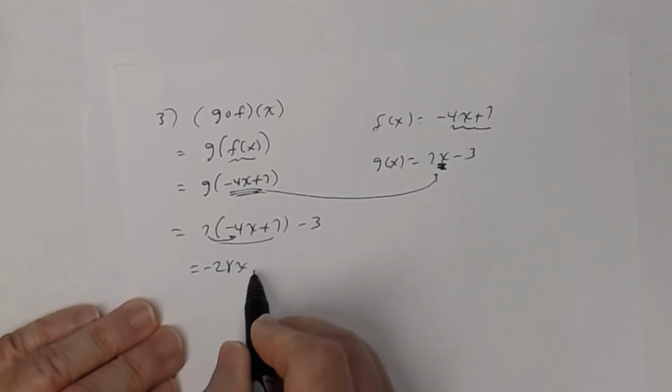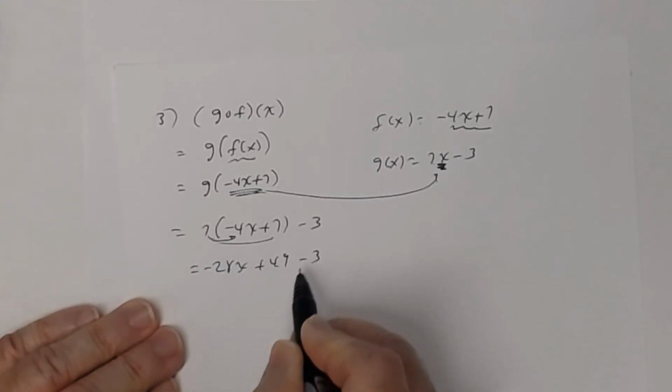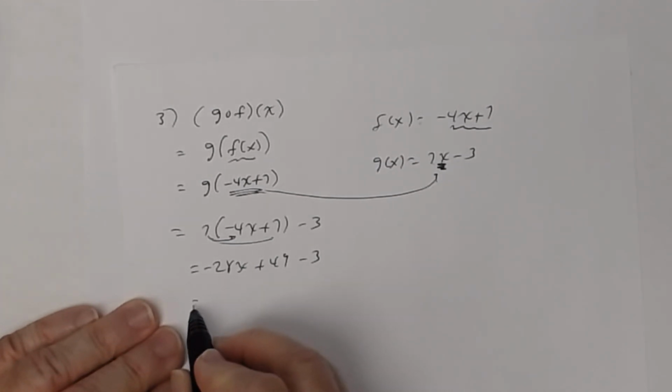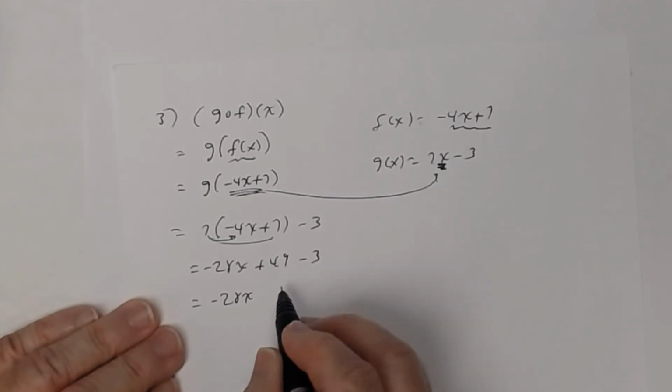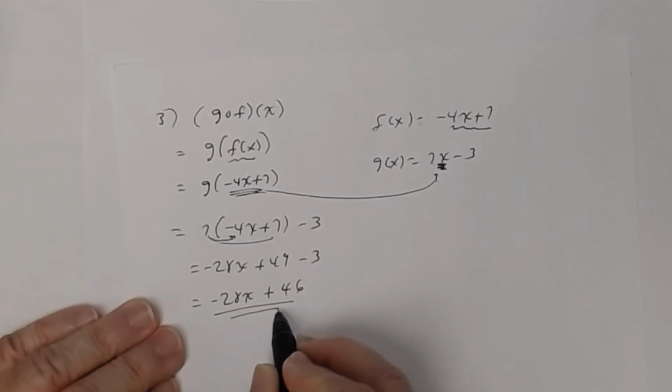7 times 7 is a positive 49, and then subtract 3. Combining like terms, I get negative 28x. Positive 49 and a negative 3 is a positive 46. And so there's your answer.